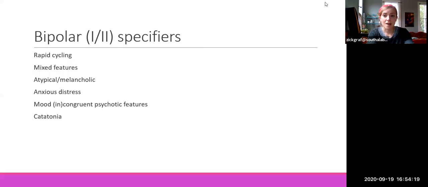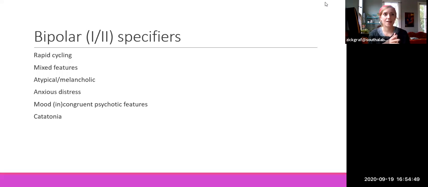So one specifier that actually makes a really big difference in someone's prognosis is rapid cycling. And this is when someone moves between manic and depressive episodes with only brief periods of euthymia in between. I'm blanking on the actual diagnostic criteria. It involves having either 4 or 6 mood episodes in a 1-year period, which is a lot.